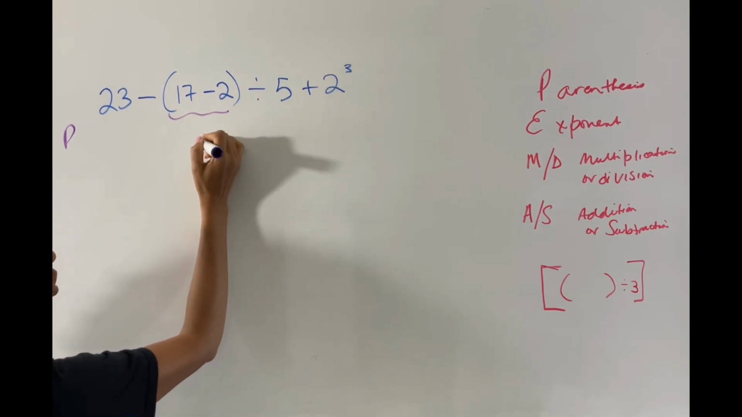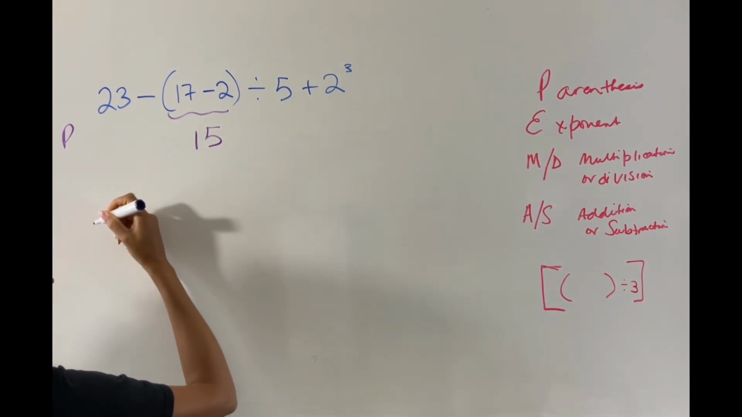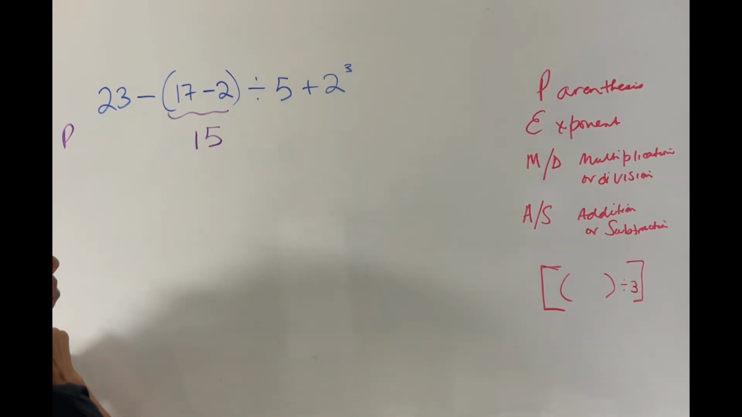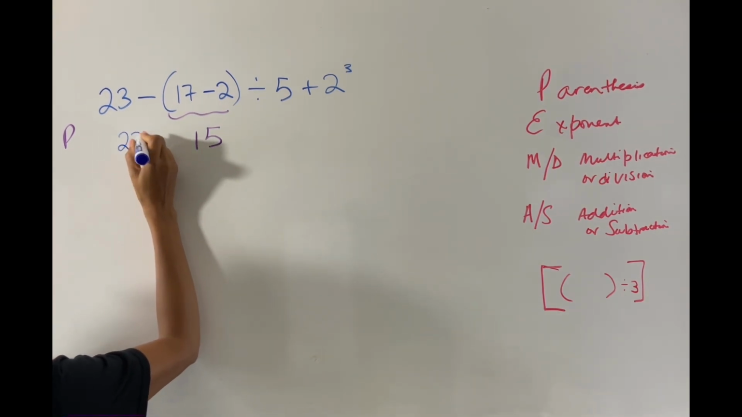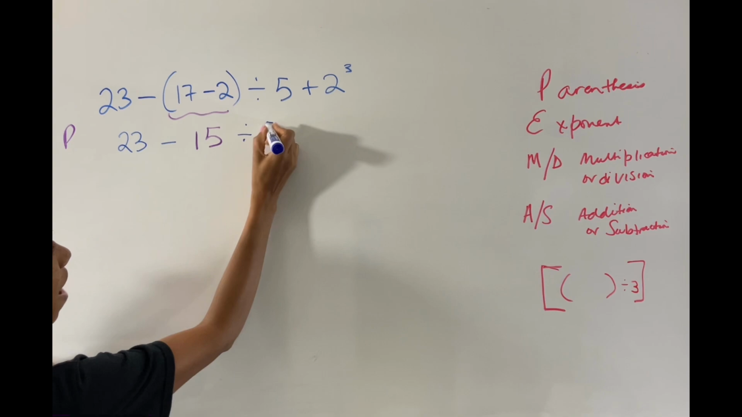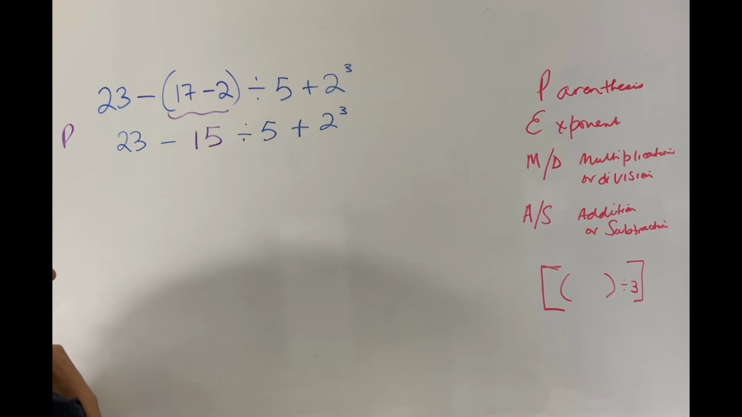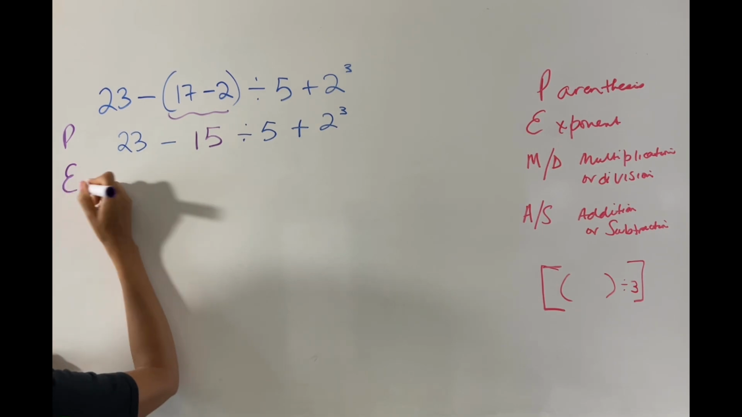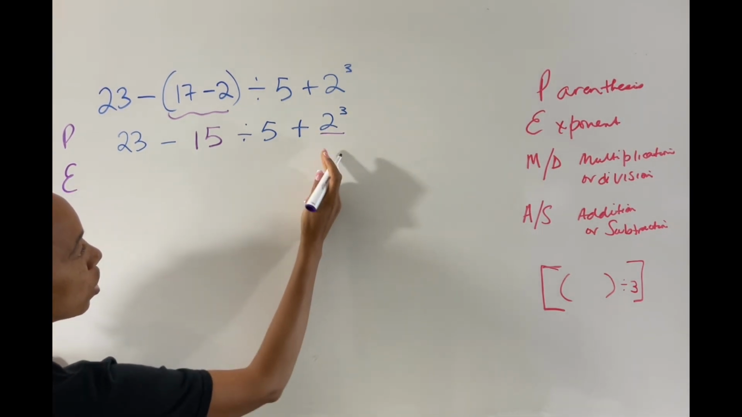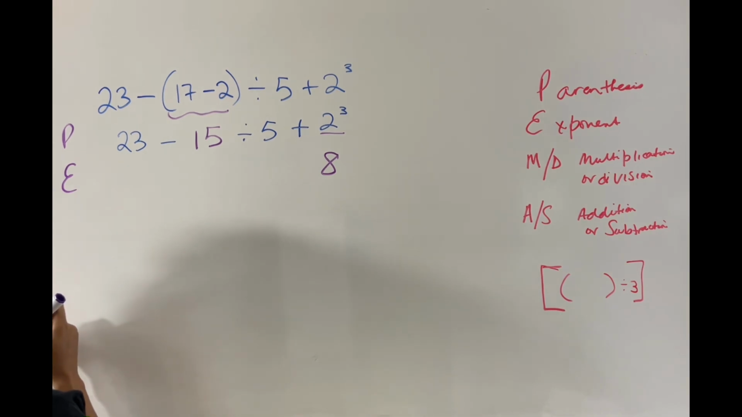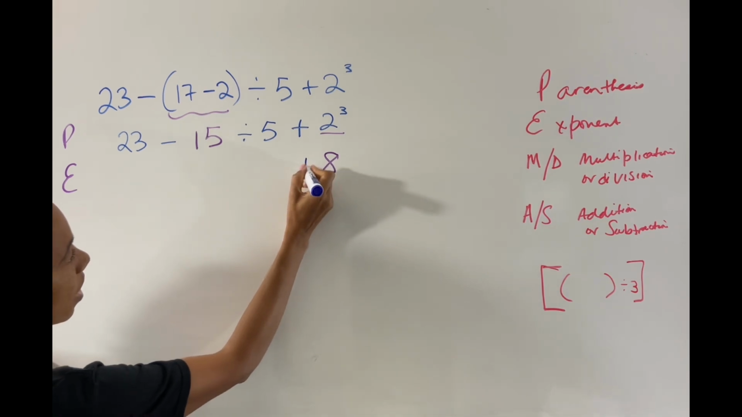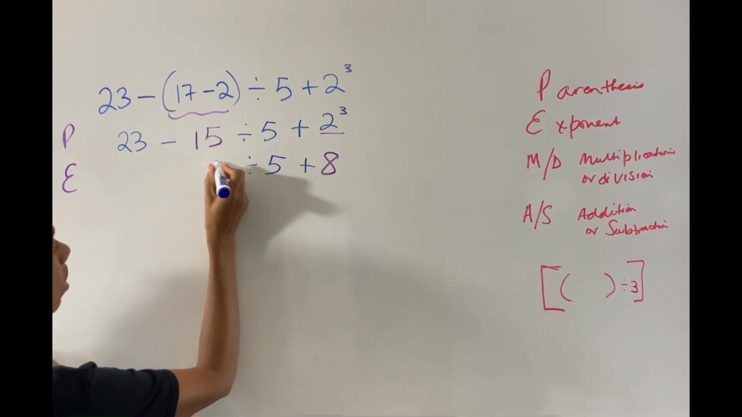So 17 minus 2 is going to be 15, and you can further bring down the rest of the numbers, because that is very important, because the order matters. So you have 23 minus 15 divided by 5 plus 2 to the third power. So after parentheses, we know the next rule that we need to do is E for exponent. So you have exponent here, 2 to the third power is going to be 8. So because you have 8 right there, you're going to bring down everything else that you have and write it down.